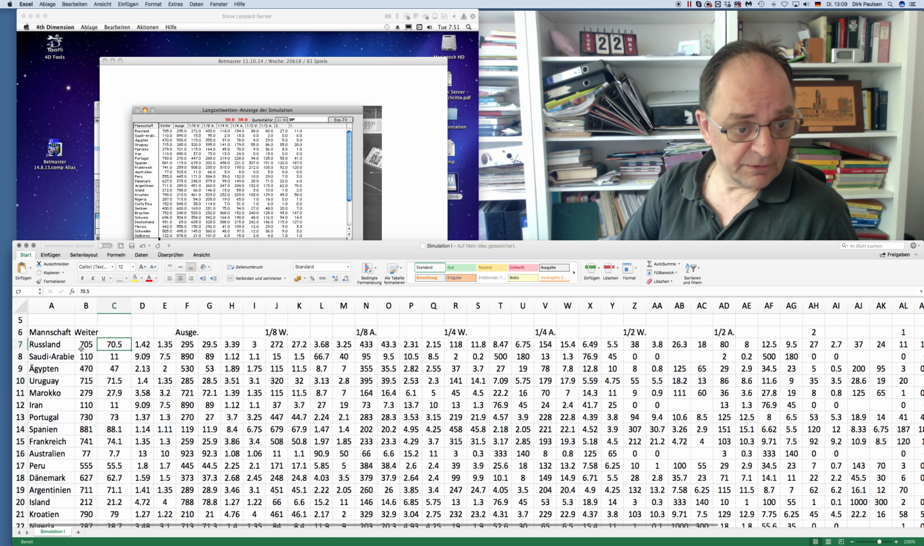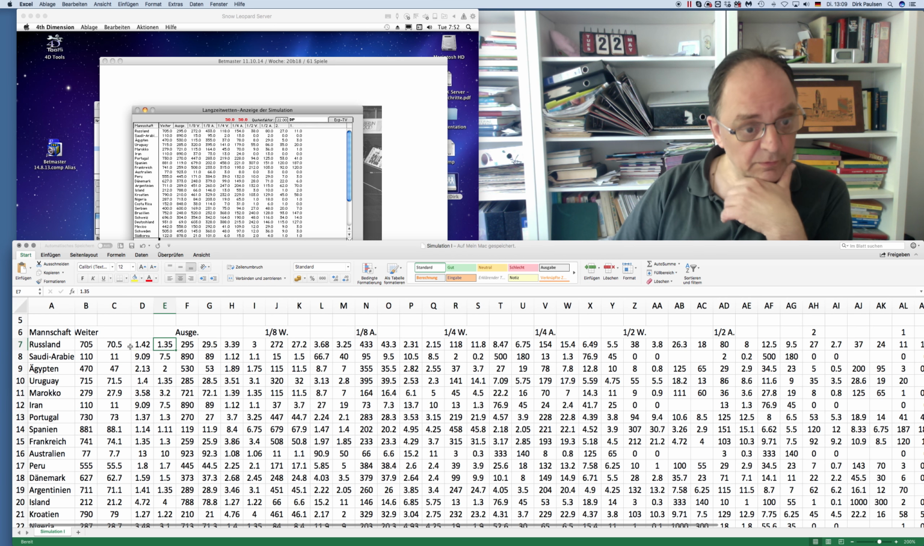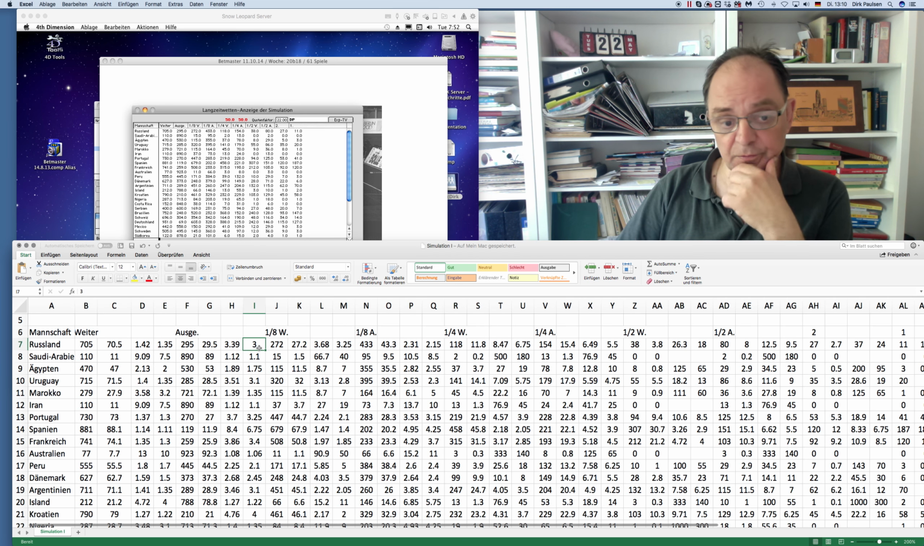But I can simply explain those figures here. 705 times Russia went through, so they qualified for the last 16. So this is 70.5% because we got a 1,000 simulation. This is a true price, and this is a price that one should pay for that. So I had to pay 1.35 for Russia to qualify for the last 16. And here is the price for them not to qualify, so this would be 3.0.